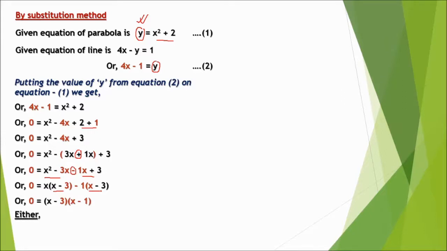Either x minus 3 is equal to 0, the value of x is 3. Do you remember the answer at the bottom of the previous slide? That is 1, 3 is the answer. Okay, see, we have the same answer, we have to get the same answer, and we are getting the same answer also. x is equal to 1. So x is equal to 3, x is equal to 1 is the solution by the substitution method also.